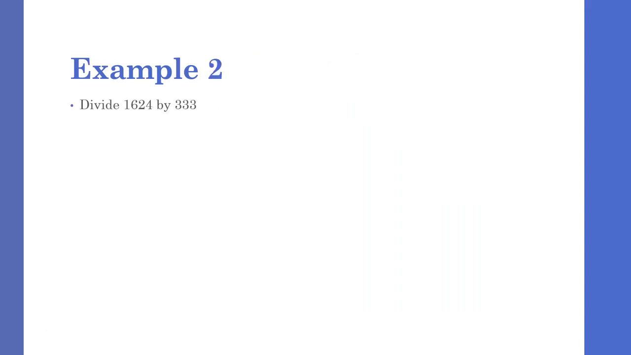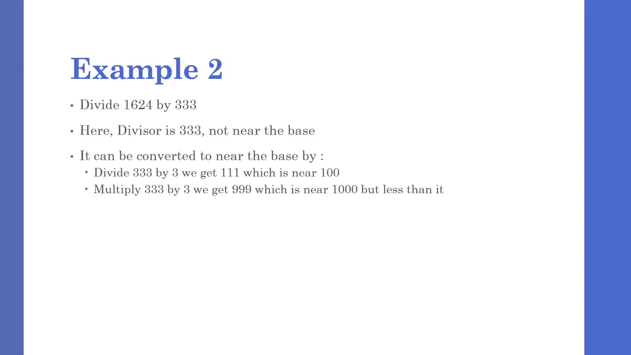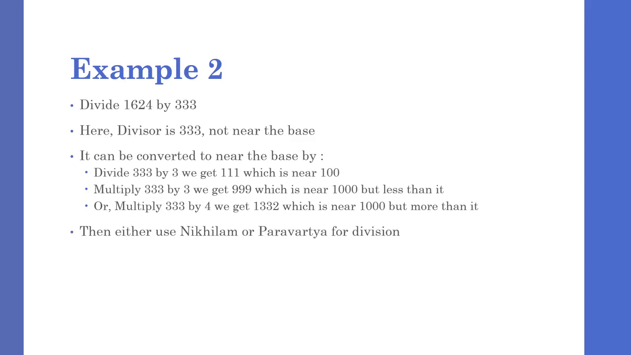If the divisor is not near the base and you still want to use this method, then Subsutra Anurupyena is used. The divisor can be multiplied or divided by a suitable number to get the modified divisor near the base. Then use either Nikhilam or Paravartya to divide. Finally, multiply or divide the quotient to get the actual quotient. There is no change in the remainder part.